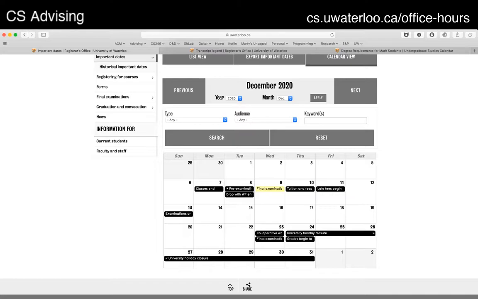Hopefully this never happens to you, but if you fail to write the exam, it doesn't count as a WF. It actually counts as a DNW, did not write, which is also a failure, indicating that you chose to not write the exam, and you got a failing grade because of that.